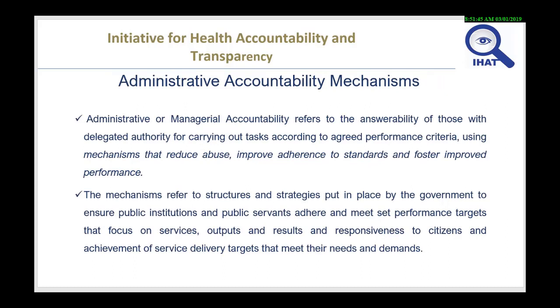There is the administrative accountability mechanism, and this refers to structures and strategies that are put in place by government to ensure public institutions and public servants adhere to and meet performance targets that focus on services, outputs, and results, responsiveness to citizens, and achievement of service delivery targets that meet their needs and demands. It refers to answerability of those with delegated authority for carrying out tasks according to agreed performance criteria, using mechanisms that reduce abuse, improve adherence to standards, and foster improved performance in general. With respect to this, we have Servicom playing a key role as an administrative accountability mechanism.